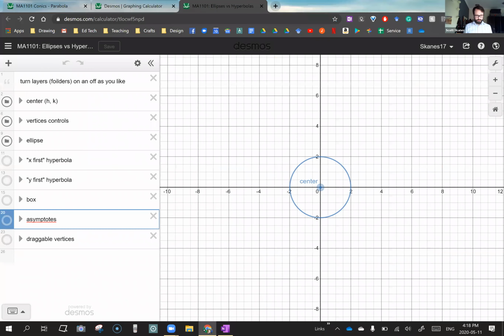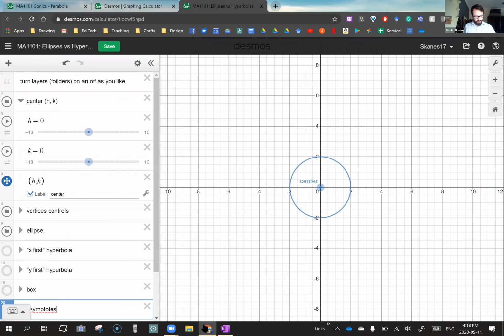So this is a circle. I hope you can see that clearly. The center, of course, can be moved, just like we did before. I could even move it like this if I wanted to. So I've moved it. I'll just keep it at the center.